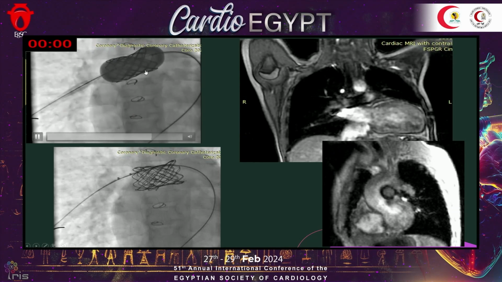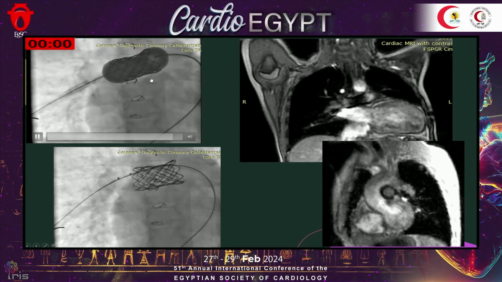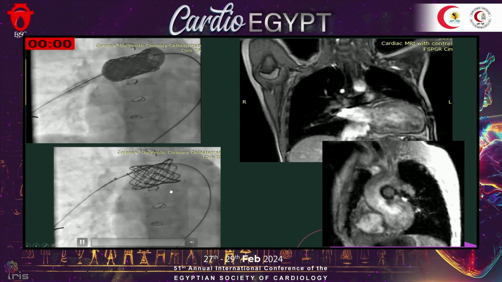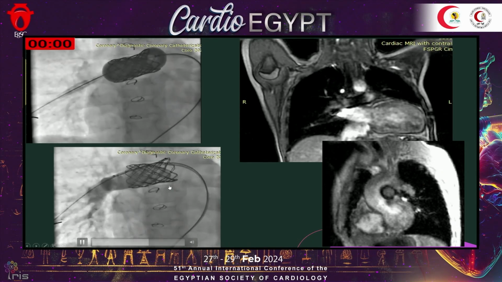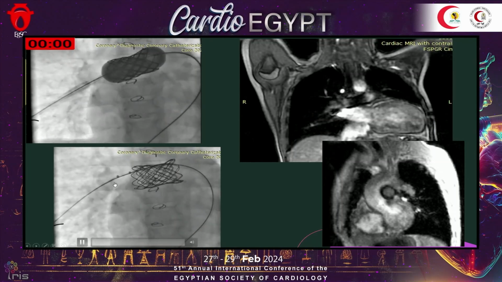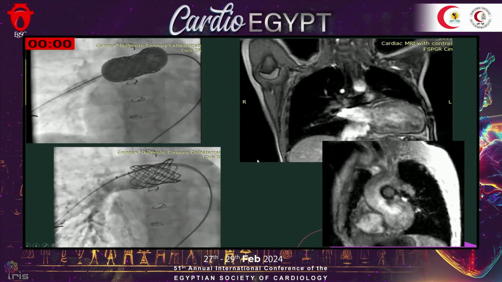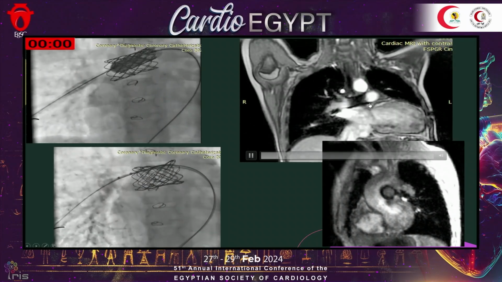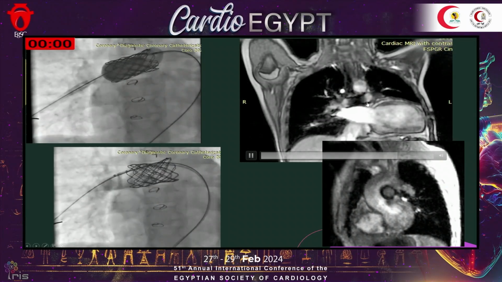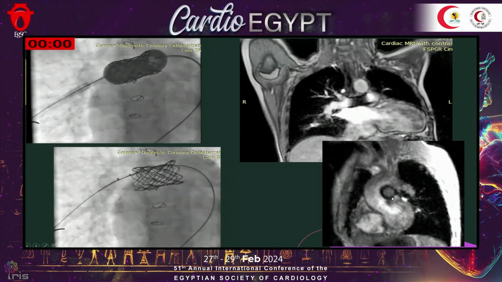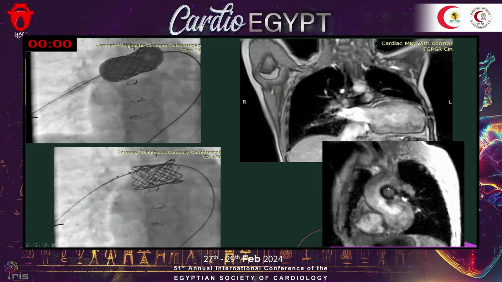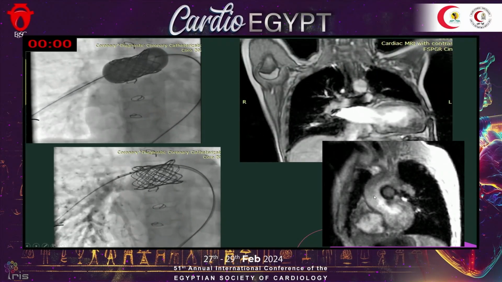So we did pre-stenting. Melody valve always needs pre-stenting of the right pulmonary artery, and the valve was put beautifully inside the right pulmonary artery, and you can see there is no regurgitation. And this is the cardiac MRI follow-up after 1 year of the implantation of the valve. And this is the cross-section. We can see the good coaptation of the struts of the stent to the right pulmonary artery.